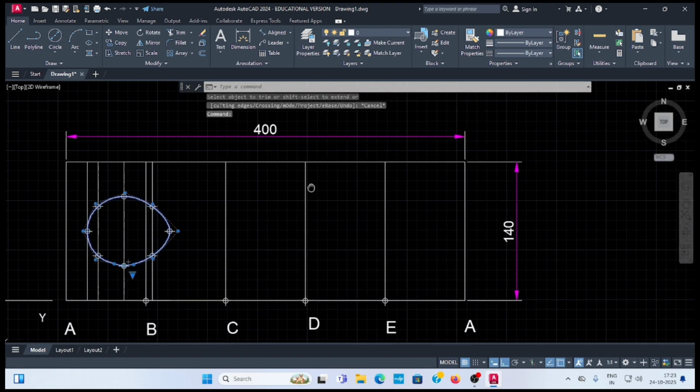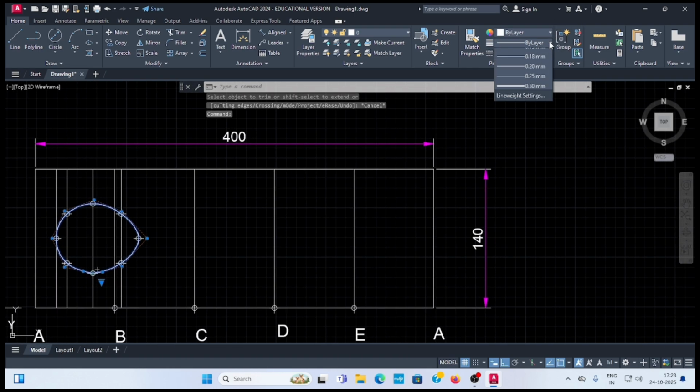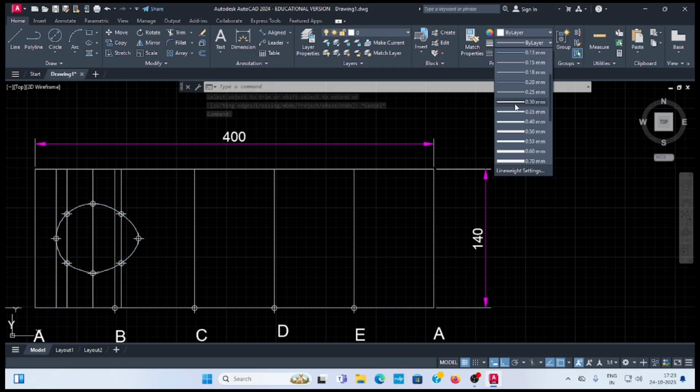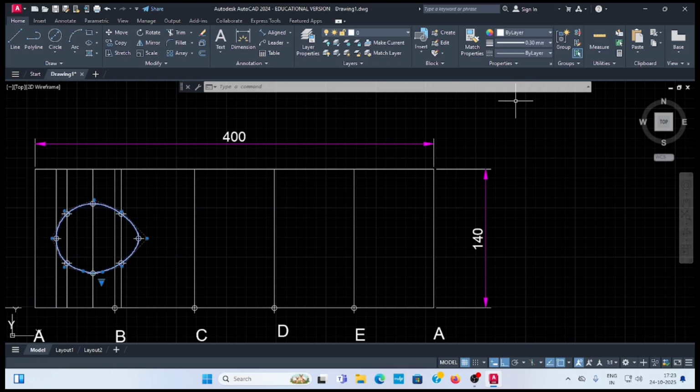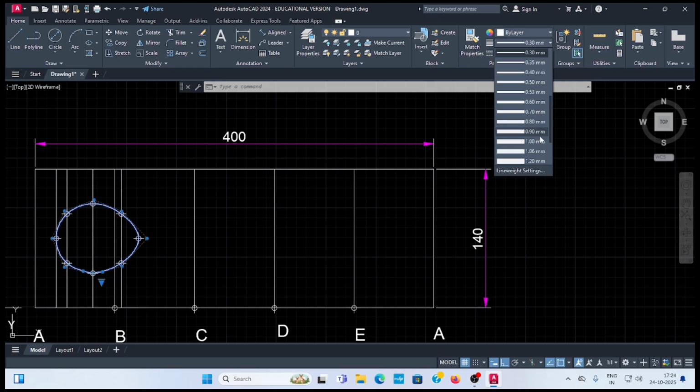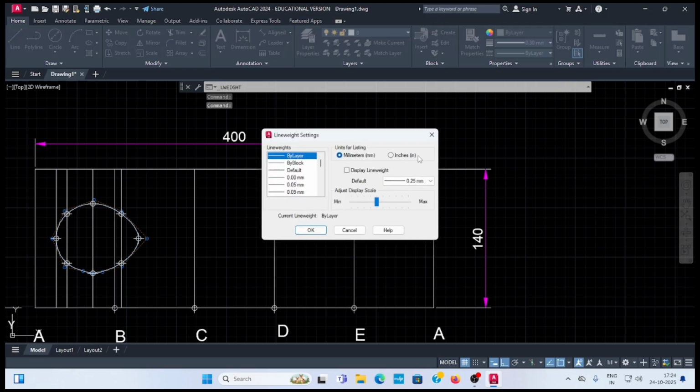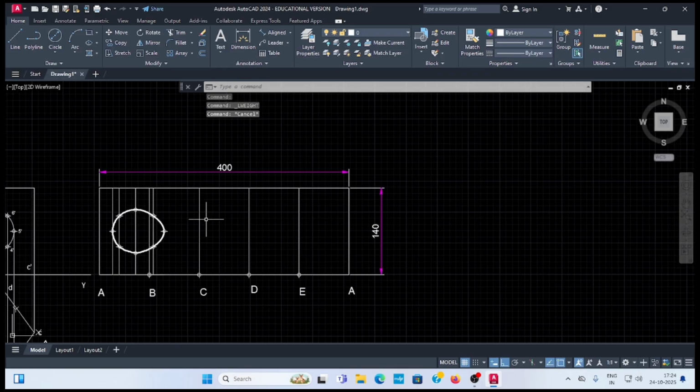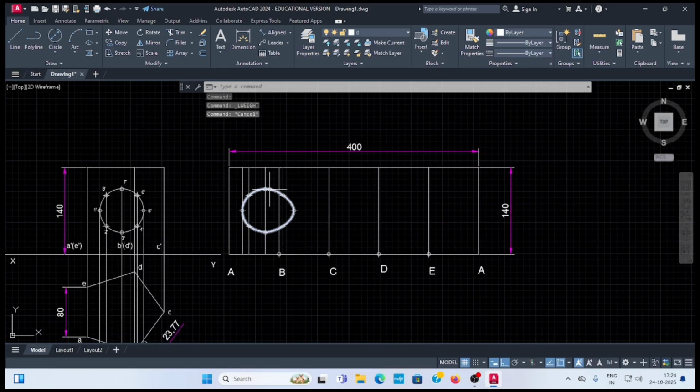This curve only, I change the line weight thickness to 0.3 mm and go to line weight setting. Display the line weight. Give OK. Okay. This is after developing the prism. The circular hole looks like this in an ellipse shape.